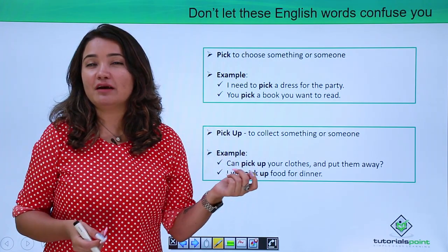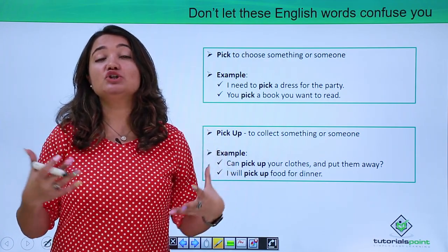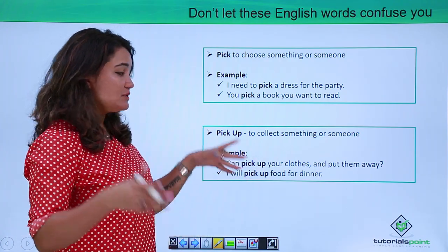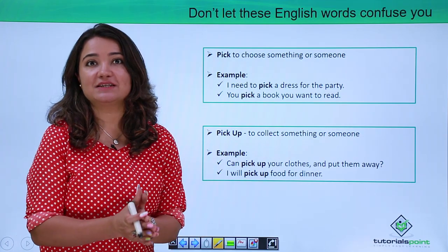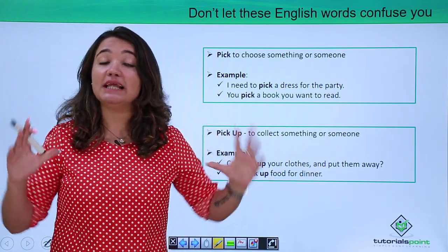I went there and picked a shirt for myself. Well, therein you went there and you were given a choice to choose. Well, here pick up actually means to collect something. Or I will pick up food for dinner. So that means you are collecting something.